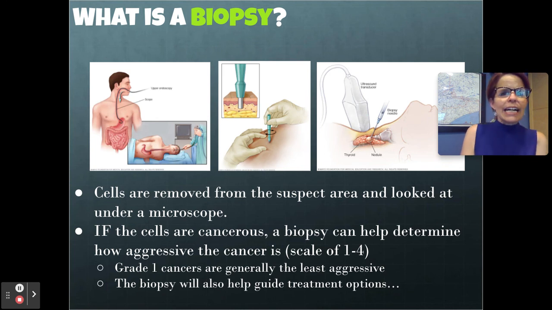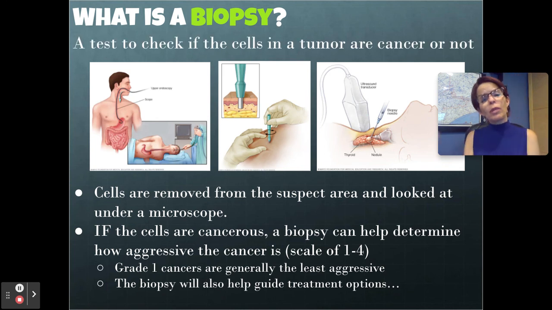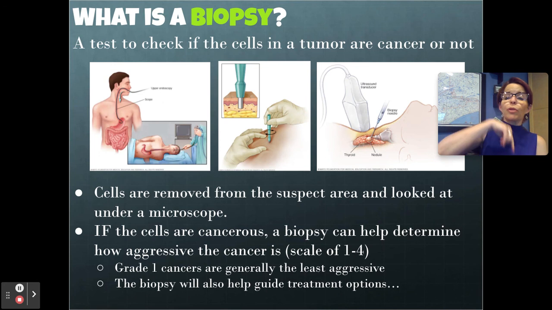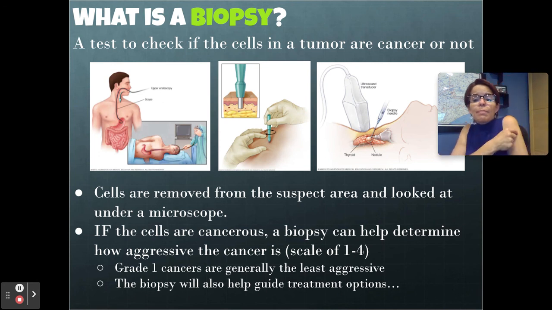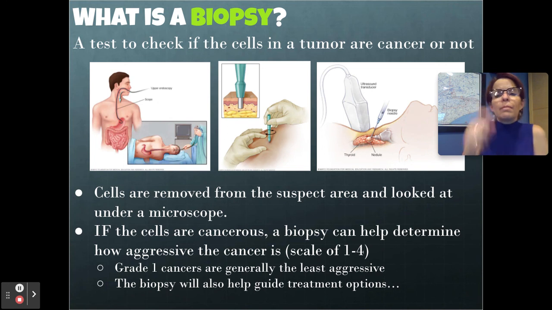All right, let's talk about what a biopsy is. So, once we think we might have cancer, we find a tumor, for example. A biopsy is a test to check if the cells in a tumor are cancer or not. So, the cells are removed from the suspect area and looked at under a microscope. They might go through the mouth, that's called an endoscopy. If it's on the skin, they might punch a little hole in the skin and pull the cells out, or they might do a needle biopsy.